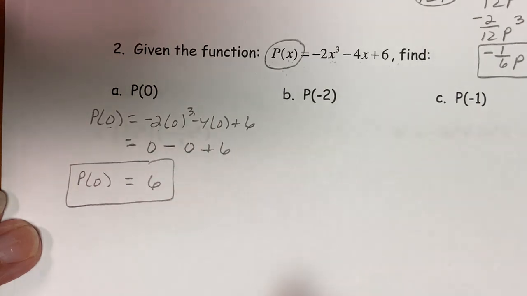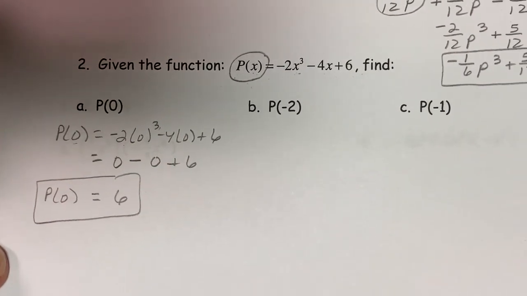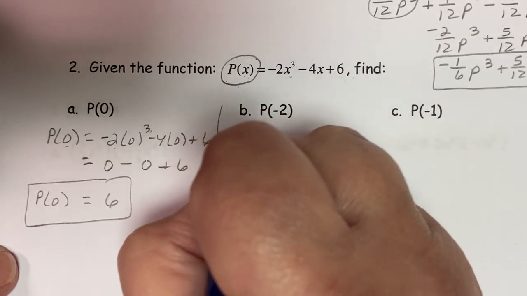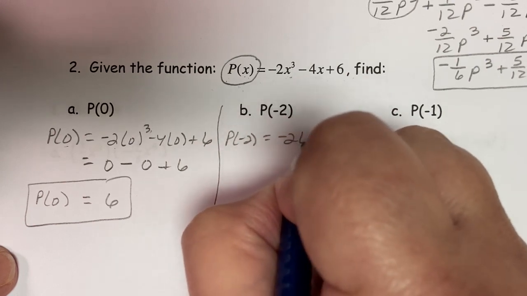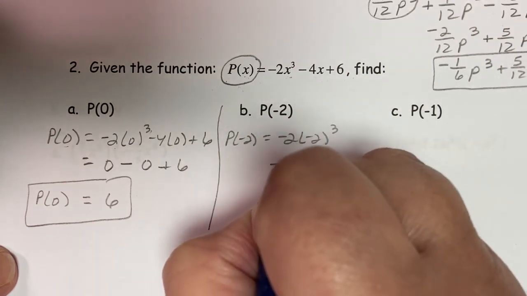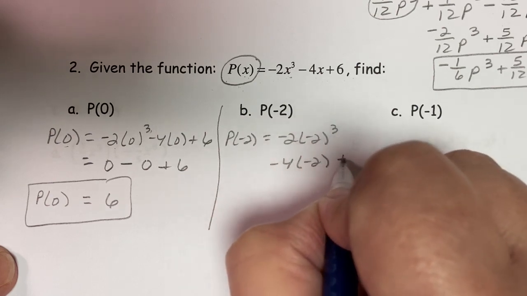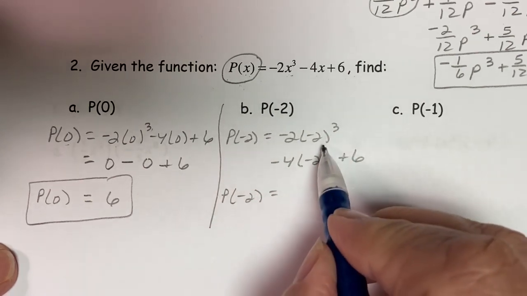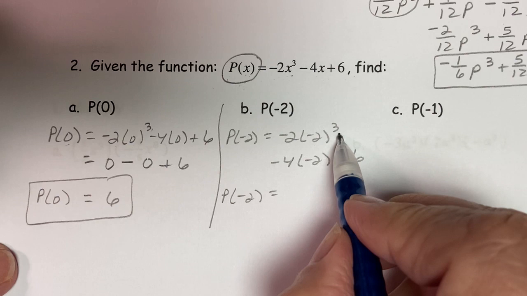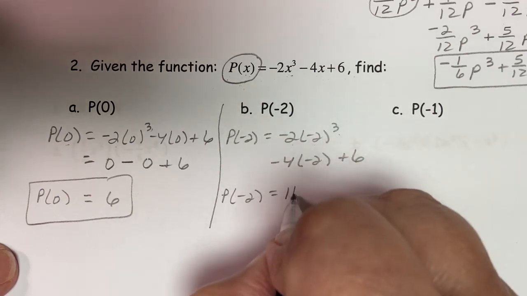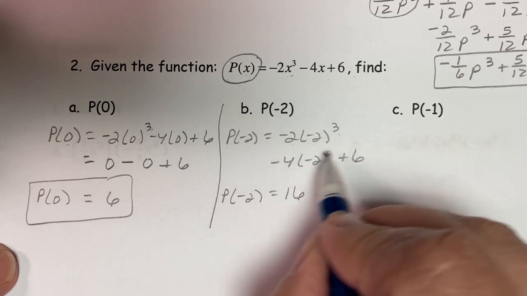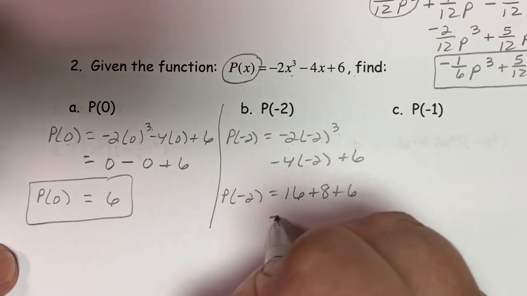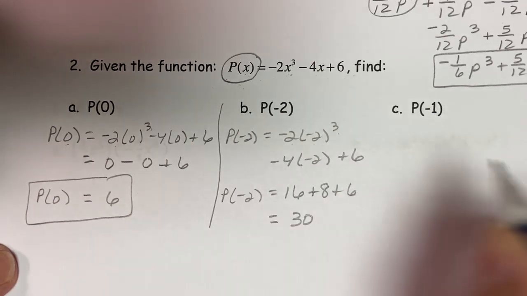So you plug in what's inside the parentheses. Let's do one more together. How about p of negative 2? So if I want p of negative 2, that's going to be negative 2 times negative 2 cubed minus 4 times negative 2 plus 6. Do our exponents first. Negative 2 cubed is negative 8 times negative 2 is 16. And then here, if I multiply negative 4 times negative 2, that's going to be plus 8 plus 6, and that's going to be 30.